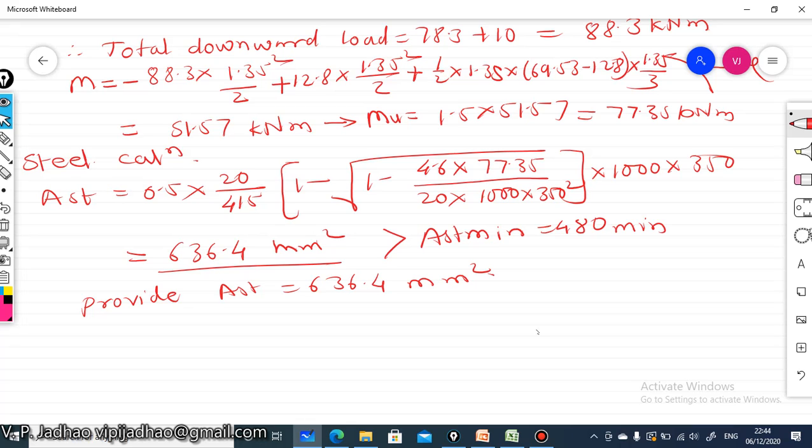Now we have to calculate the spacing of steel reinforcement S. Let us provide phi equal to 12 mm. Therefore S will be the area of one bar, that is pi by 4 into 12 square, divided by 636.4, multiplied by b, that is 1000. Just calculate this particular value, so we get this.